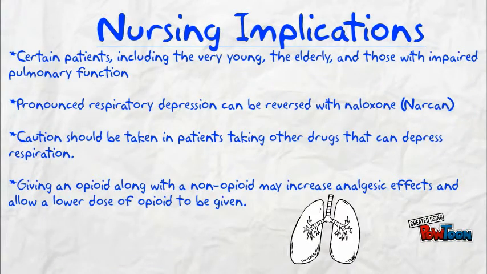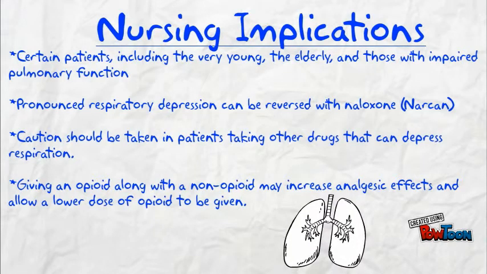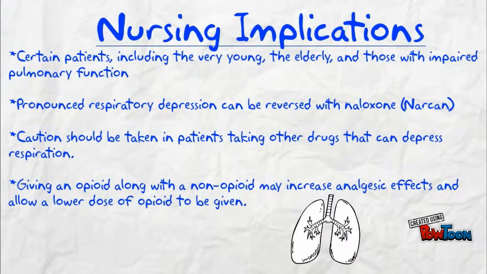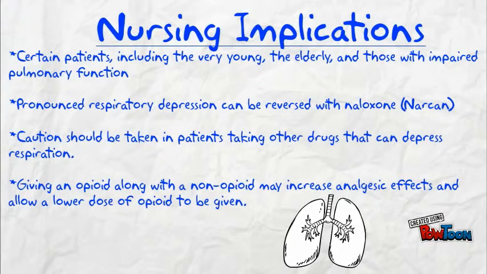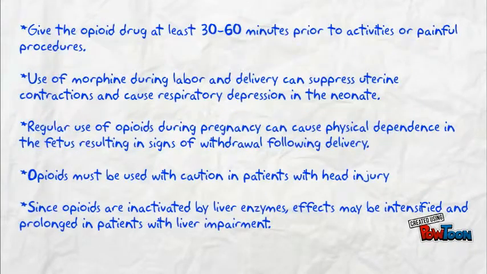Certain patients who are at risk for respiratory depression must be monitored closely when taking opioids. Narcan should be kept on hand for patients taking opioids as it can reverse respiratory depression. Caution should be taken in patients taking additional drugs that can also depress respiration. In addition, giving an opioid along with a non-opioid may increase analgesic effects. The nurse should give the opioid drug at least 30 to 60 minutes prior to activities or painful procedures.